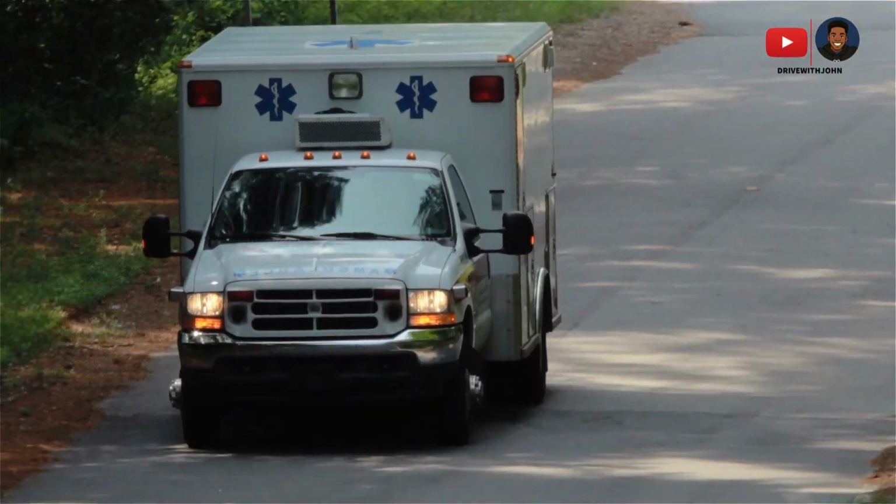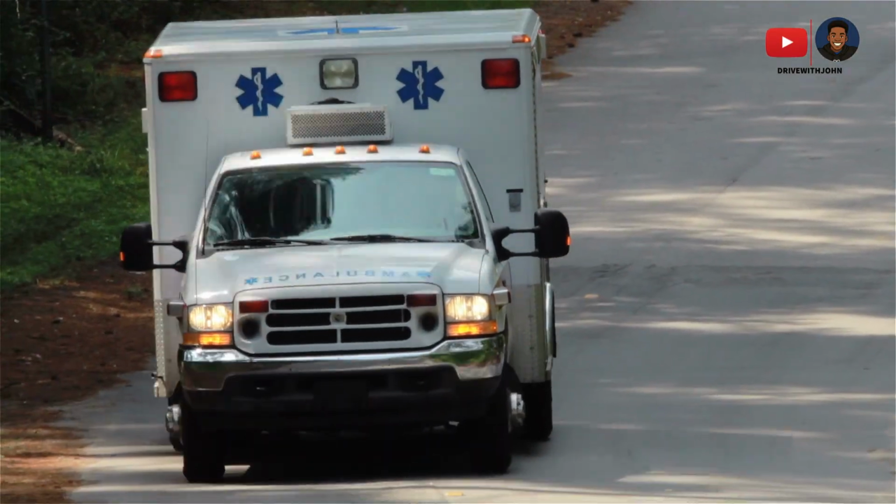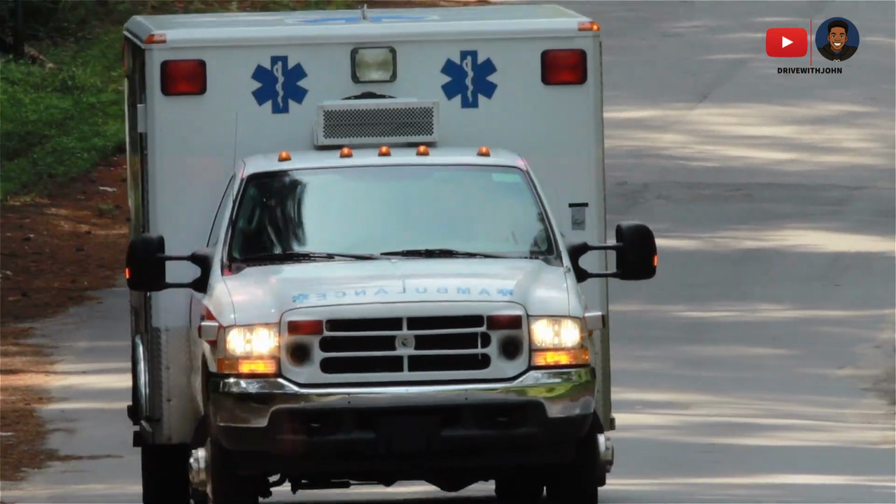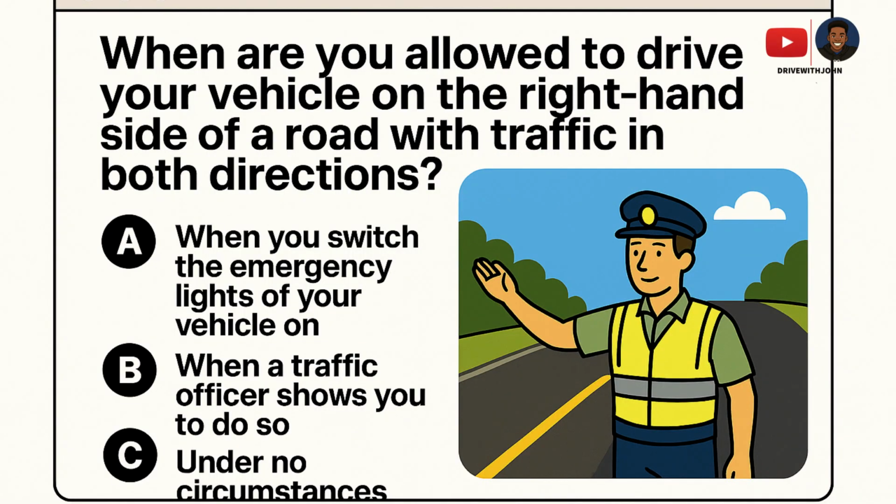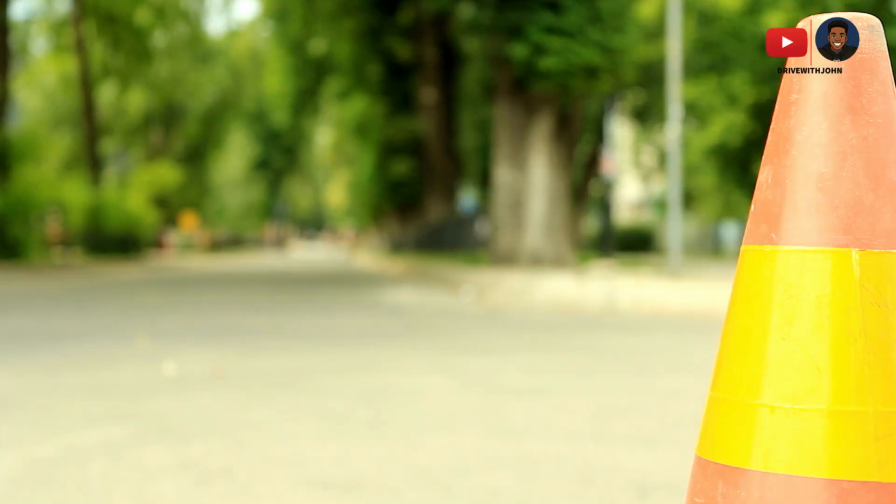No, that's not the correct answer. Emergency lights, that refers to traffic police or policemen or ambulance. They can do that, and then they can go through traffic and drive in the wrong direction, right? Option B, when a traffic officer shows you to do so, or option C, under no circumstances should you do that. All right, so option B is the correct answer for question 6. So B is the correct answer. When a traffic officer shows you to do so, that's only when you can drive on the wrong side of the road. Okay, all right, let's go.